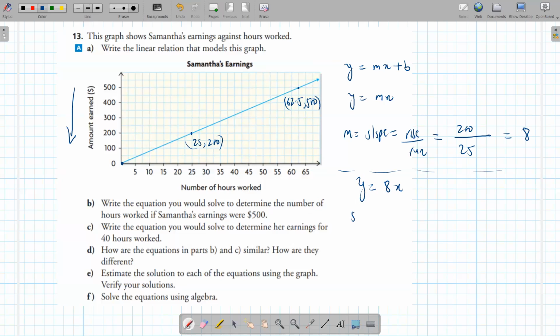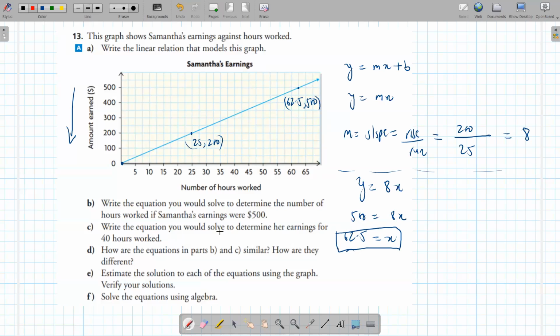So if y is the earnings, if that's 500 equals 8x, x is going to be 500 over 8. So 500 divided by 8, that is 62.5. And that's actually the point we had here. So that's the answer to that question, 62.5 hours for $500, which is not much. That's illegal. I guess this book is old.